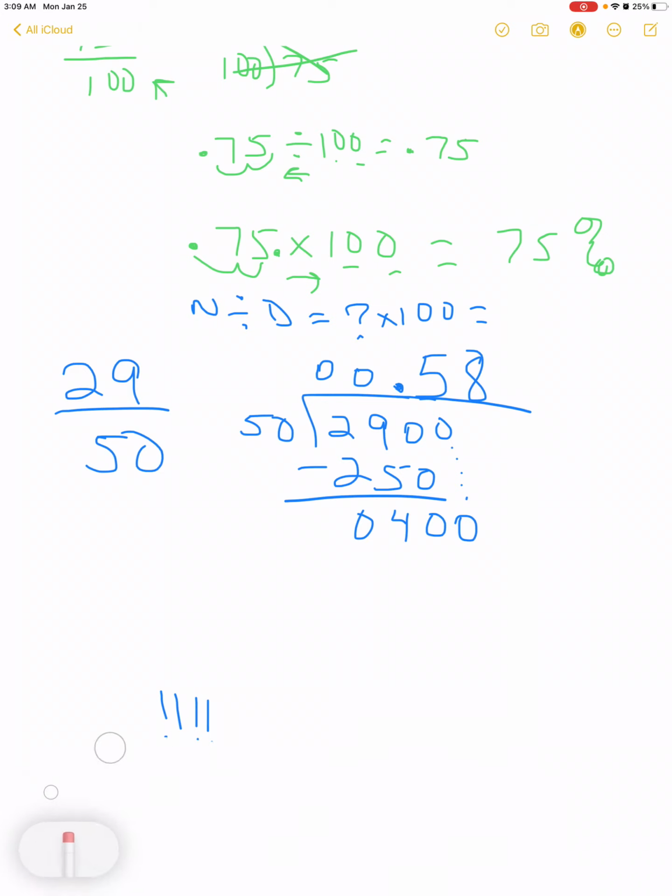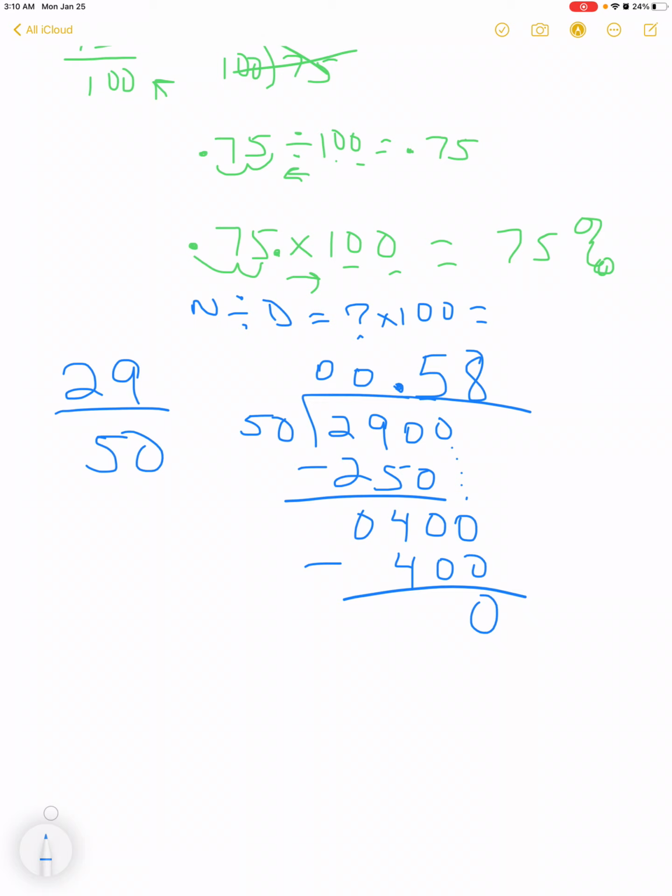And let me erase this because I'm going to need the space here. Okay, so now 8 times 50 equals 400. Now, I wouldn't have had to do this if we had used our calculator. 400 minus 400 equals 0. So our answer here is 0.58.